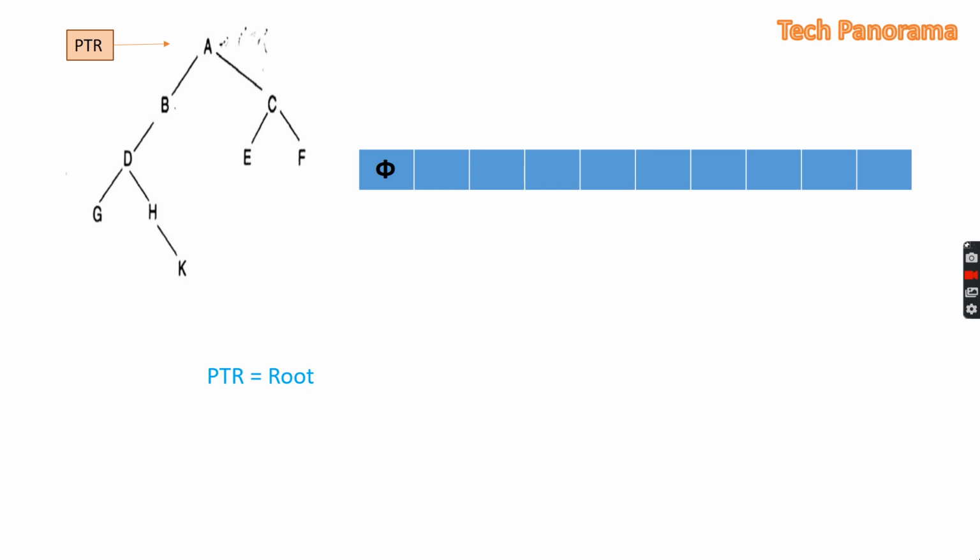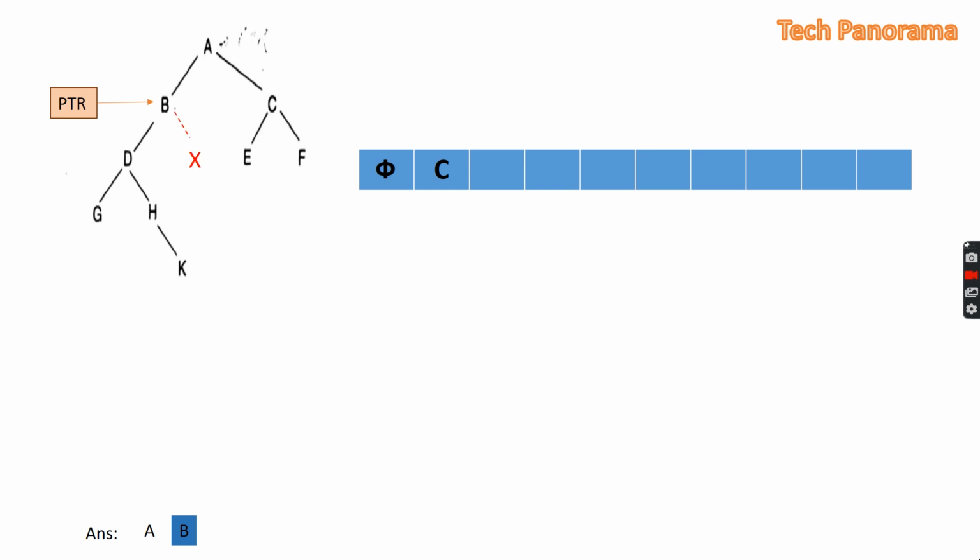Now, as the node A has a right child, we will first process the A, then we will check its right. If it has a right, then we will push it into the stack. So A has a right, so we will push it into the stack. Now we will proceed leftward. Again, first we will process the root, that is your B, then check its right. As it has no right element, there is nothing to be pushed into the stack.